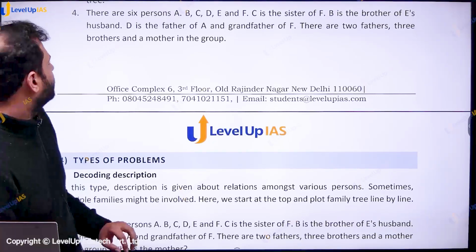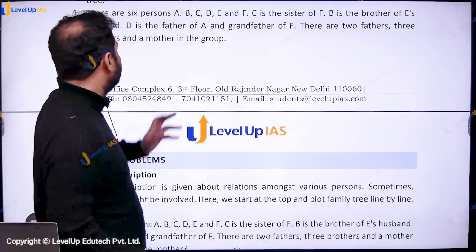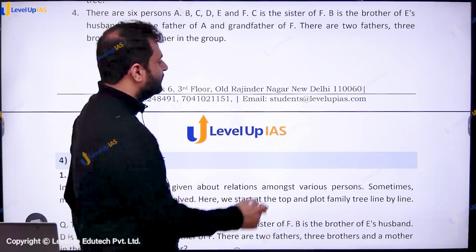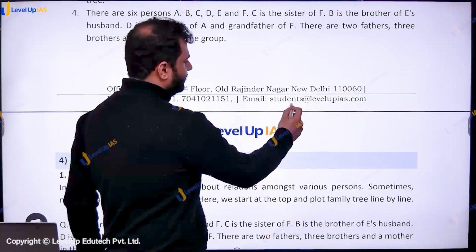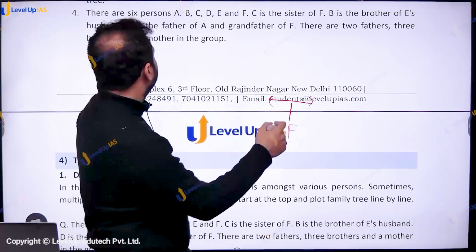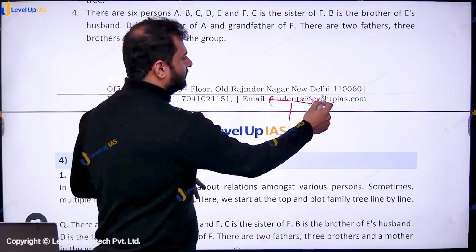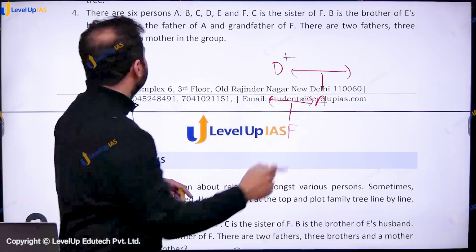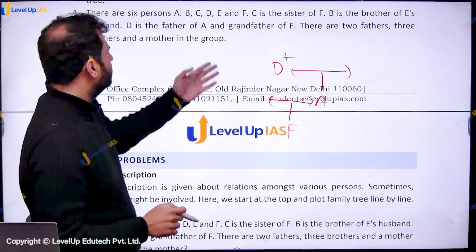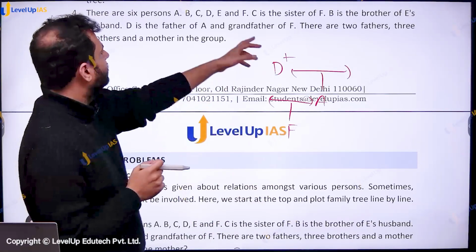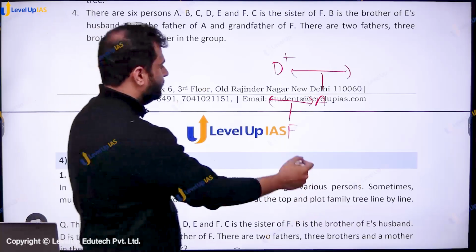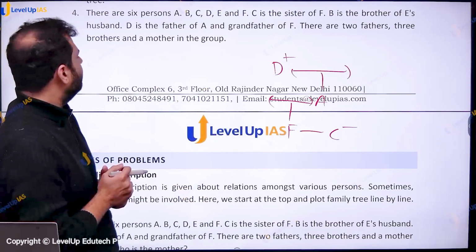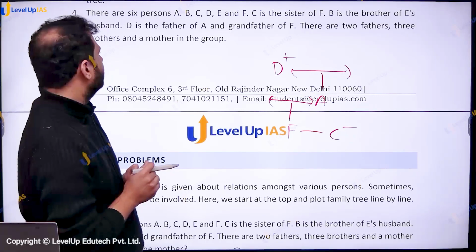बन रहा है। D is the father of A and grandfather of F. So F, then A and D. D is the grandfather ना, हाँ, तो ये हो गया. C is the sister of F. C is the sister. B is the brother of E's husband. Fine.